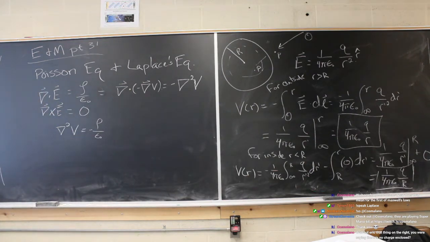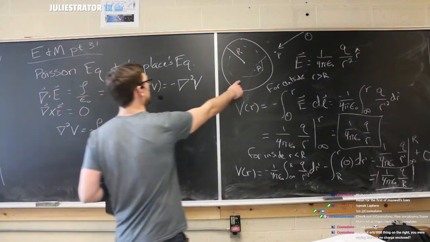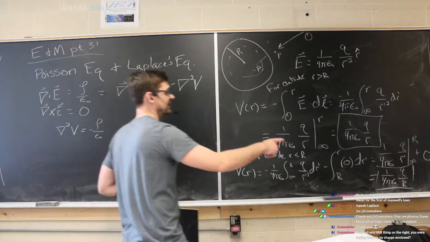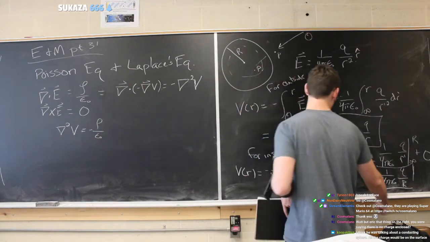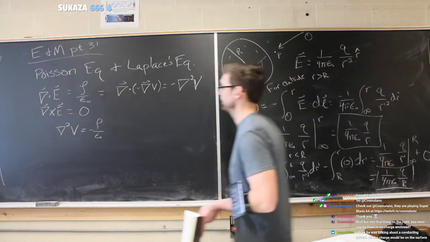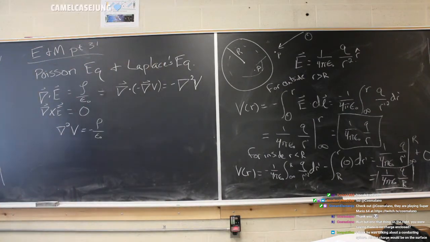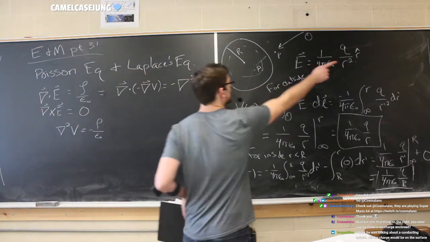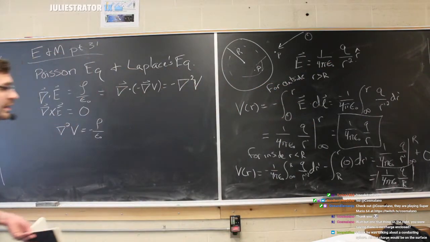Wait, but Eric, is that thing on the right you were saying no charge enclosed? Yes, this is just a spherical shell. Yep, that's why the potential outside is treated like a point charge and the potential inside is constant. Whereas the electric field on the outside is still treated like this, but the electric field on the inside is actually 0.